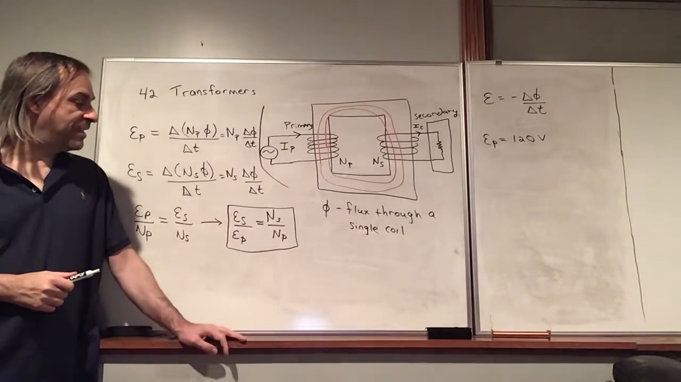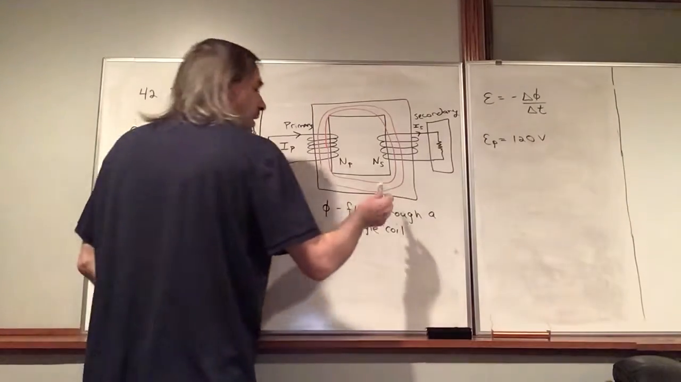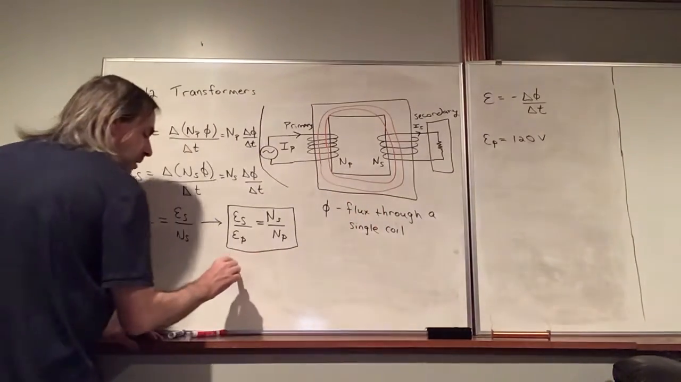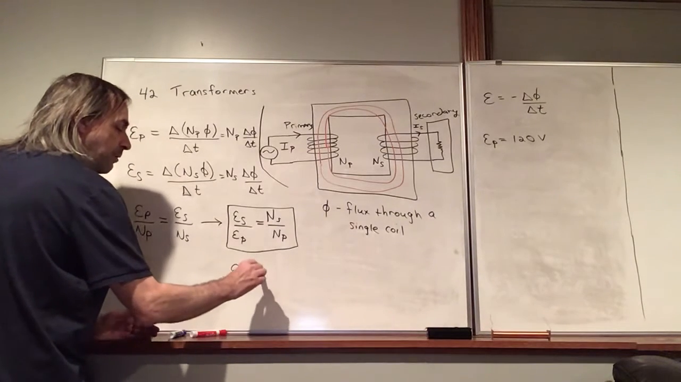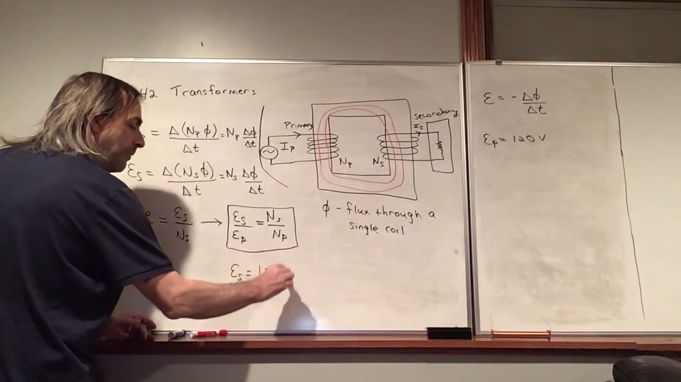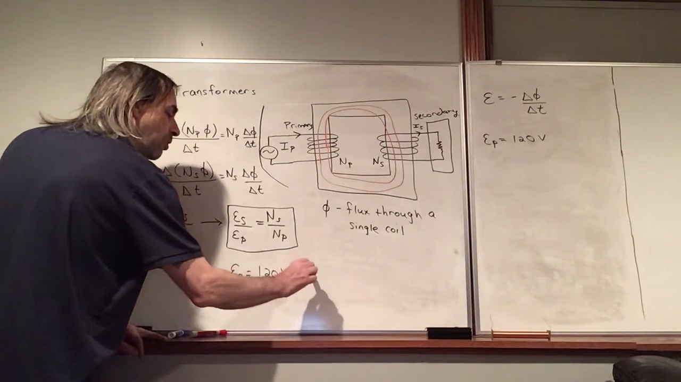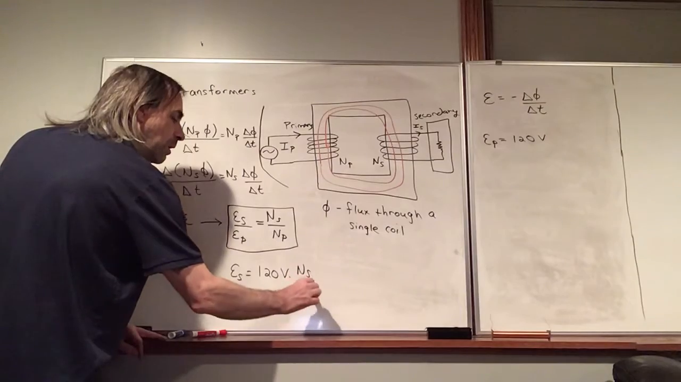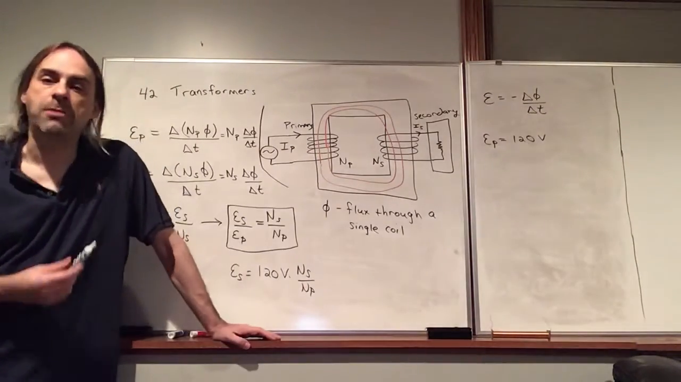And the EMF in the secondary coil, we can solve for that, and that would just be, if we're plugging it into a wall, 120 volts times the turns ratio: the number of loops in the secondary coil over the number of loops in the primary coil.